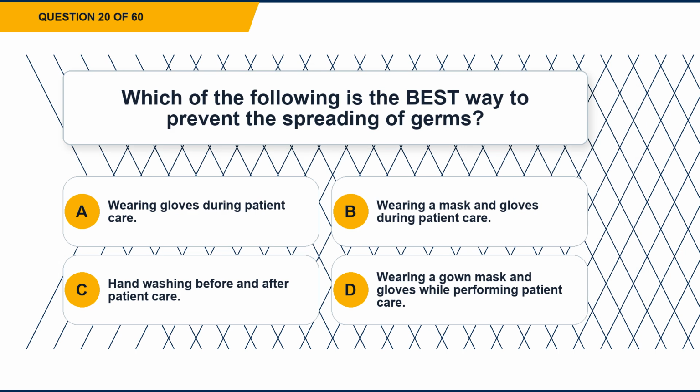Question 20. Which of the following is the best way to prevent the spreading of germs? Option A. Wearing gloves during patient care. Option B. Wearing a mask and gloves during patient care. Option C. Hand washing before and after patient care.